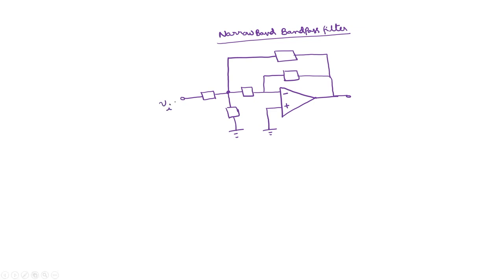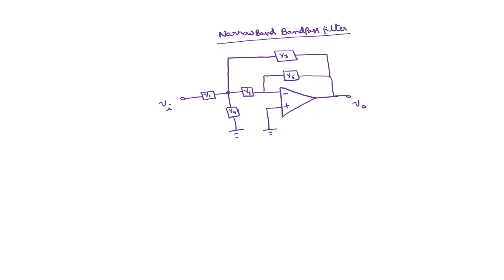This is Vi, this is V naught. You call this one Y1, Y2, Y3, Y4, Y5. First, I will derive the generalized transfer function in terms of Y1 to Y5. Later, we will substitute this Y1 to Y5 with the corresponding resistors or capacitors. So, in order to derive the expression for V0 by Vi, I will consider two nodes. This is node A, this is node B.